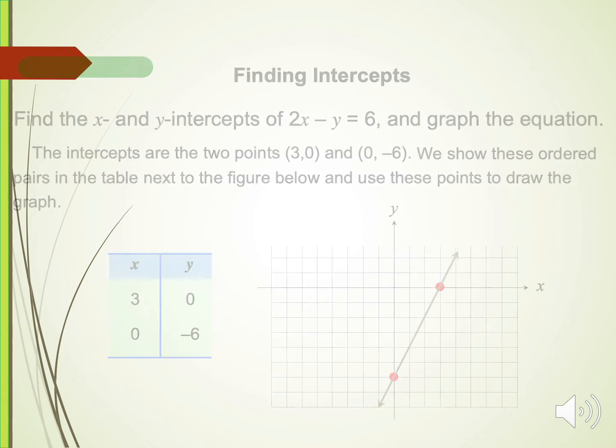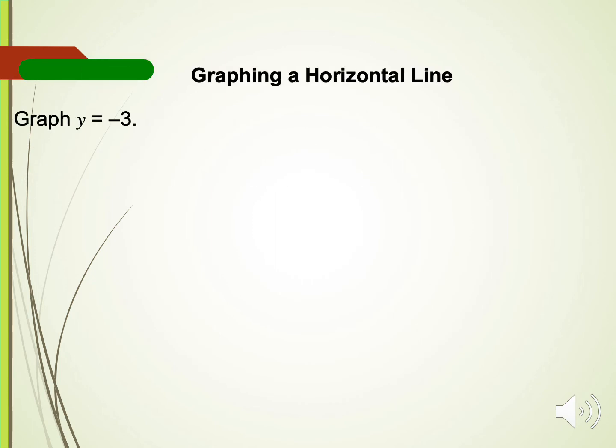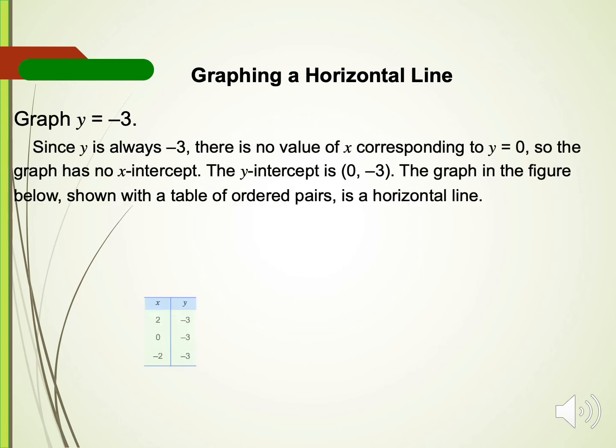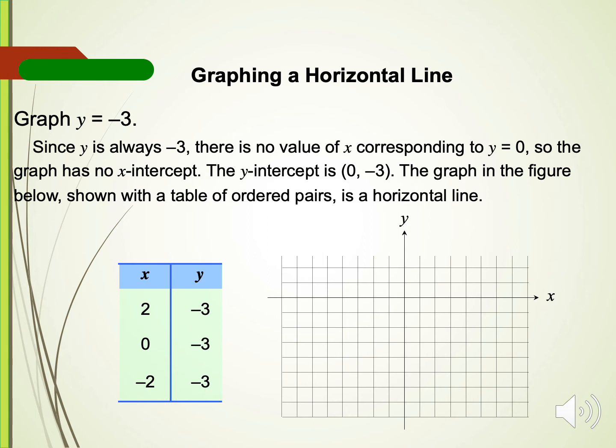So, for example, we are told to graph y equals negative 3. Okay, so it is understood that whatever values of x that you are going to assign, the y is constant at negative 3. Okay, so suppose we will have assigned 2, then y is always negative 3. Then we have 0, negative 3, or negative 2, negative 3. So we have the 3 points.